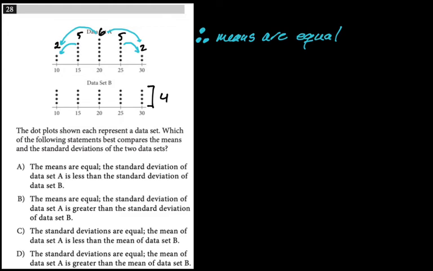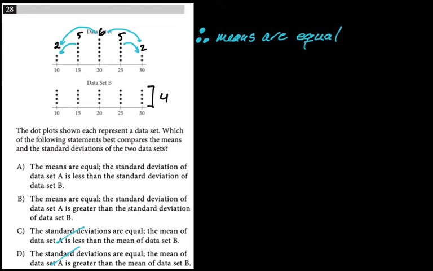So the means are definitely equal, which means if you look at the answer choices, A says the means are equal, B says the means are equal, C eventually says the mean of A is less than B, and D eventually says the mean of A is greater than B. C and D cannot be the answer. Those are gone. Now we got to deal with this standard deviation idea.